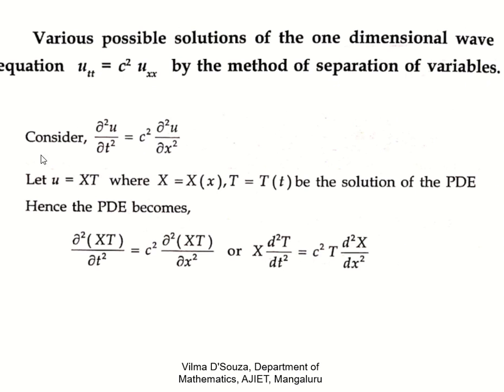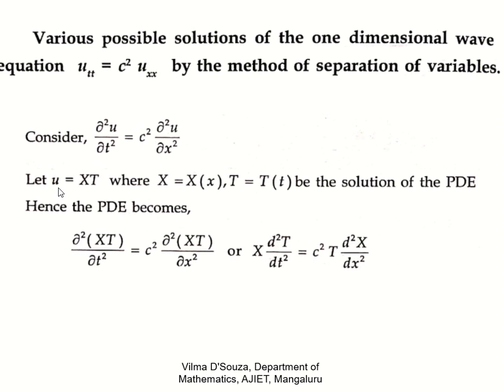Now to find the solution, first consider the wave equation: ∂²u/∂t² is equal to c² ∂²u/∂x². Let u be equal to X T, that is u equals capital X into capital T, where X stands for a function of x and T stands for a function of t. You are assuming that u equals X into T is the solution of the given one-dimensional wave equation.